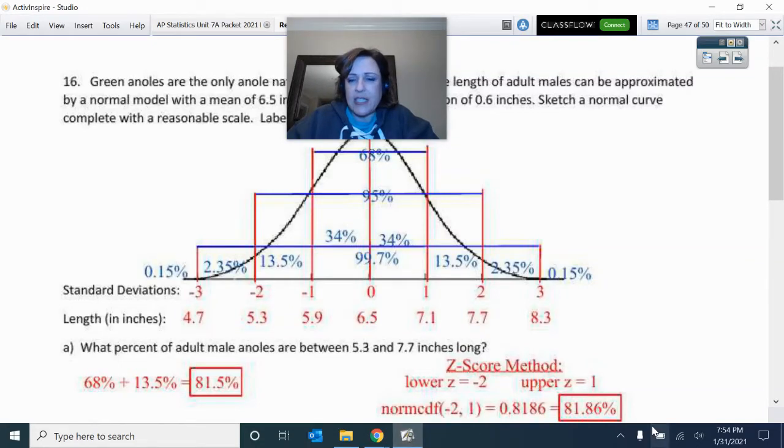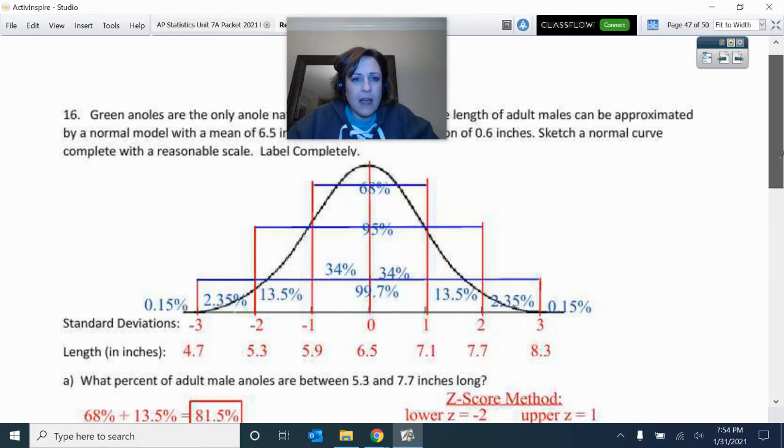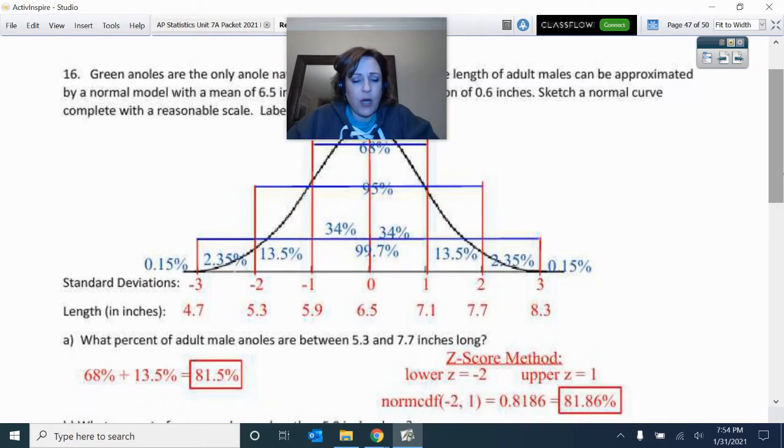All right, we're going to start at number 16 on your review. In this problem, you were asked to label the normal model with the actual lengths, the x values, so that's the context, and also the number of standard deviations. So when you are asked, what percent of adult male anoles are between 5.3 and 7.7?